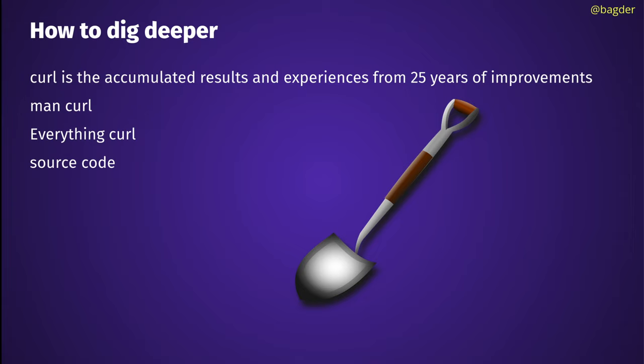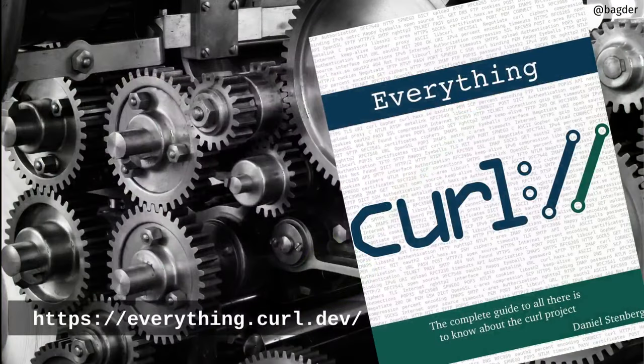And tell us if you find any problems. And of course, you can always go down to the source code, and you can always ask anyone if it doesn't help, if you don't find the problems. Yeah, I mentioned everything curl. This is the URL, everything.curl.dev.